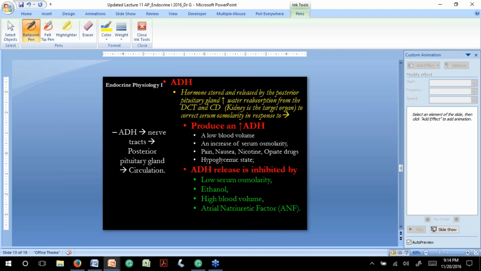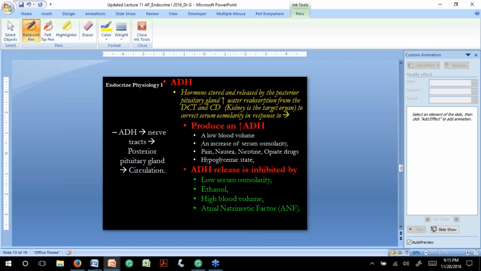So what is going to happen with an increase of serum osmolarity? Serum osmolarity is mostly given by the concentration of sodium, which is about 280 milliosmoles. If you have too much concentration of sodium, that means you are in hypernatremia, high levels of sodium. So who knows that? The hypothalamus. And the hypothalamus says, okay, ADH, we need more volume because we need to dilute the concentration of the blood, because it can produce some arrhythmias, some heart arrest, etc. So that is how it is going to work.